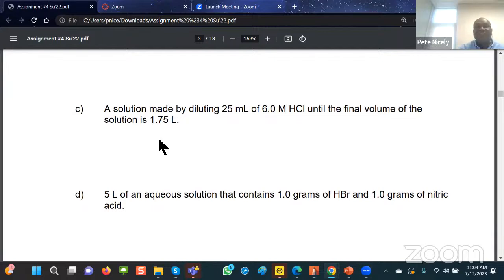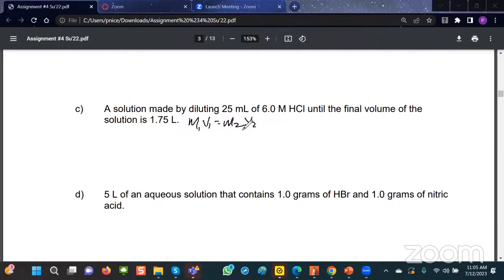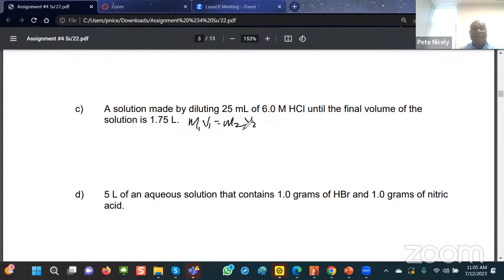Oops, I need to turn on this again. Okay, so the equation you're going to use is M1 V1 is equal to M2 V2. Okay, so far so good. What will be the next step? You need to change the 25 ml to liters. That will be the V1, right? So this would be the V1. This would be the M1. And you're saying that you convert the 25 mils to liters. I would agree with that.